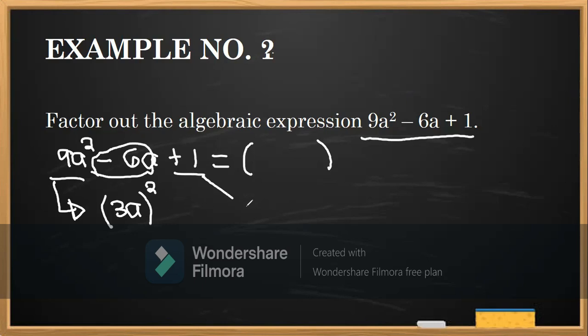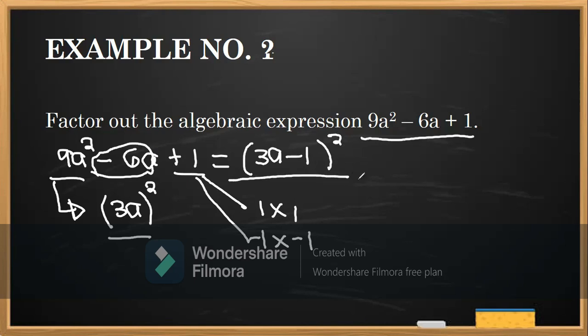So the factors of 1 can be 1 times 1, or negative 1 times negative 1, which also results in positive 1. So let's try this factor: 3a minus 1, squared. To prove that these two are equal, we need to check using special products. Let's see if this is really the factor of 9a squared minus 6a plus 1. So (3a minus 1) squared.